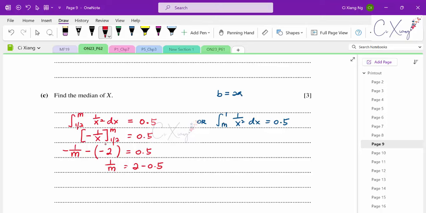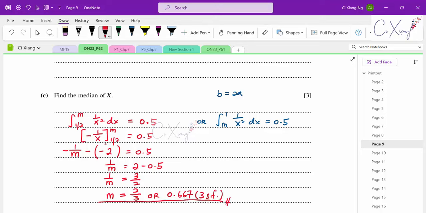So 1 over m equals 2 minus 0.5. Therefore, your 1 over m is actually 3 over 2 here. 1 over m is equal to 3 over 2, therefore your m is equal to 2 over 3. Or if you want to make it 3 significant figures, it should be 0.667.